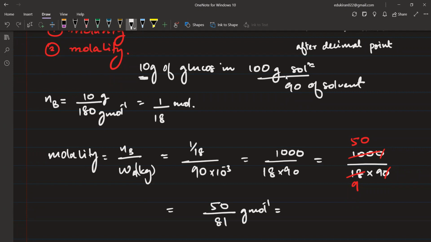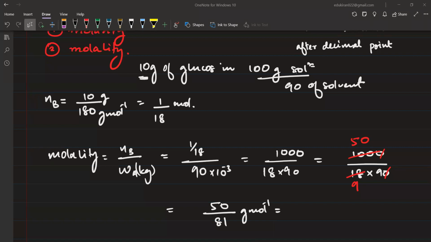50 upon 81. 50 upon 81 is 0.6, right? And you were getting 0.5, correct? Yeah, so that is the difference there. Okay Iram, I think your answers are right.